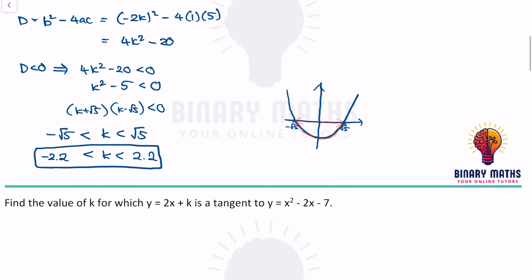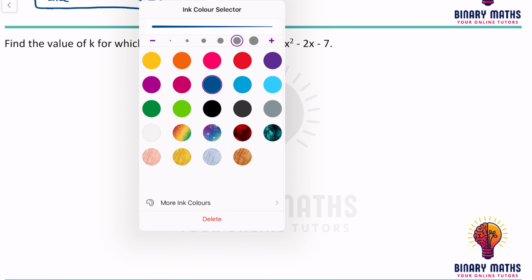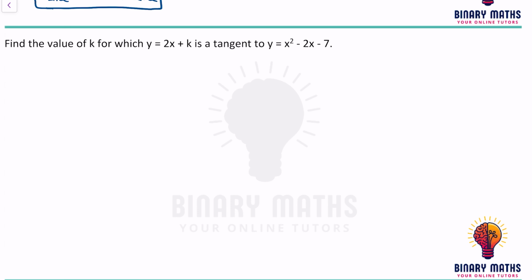Let's look at a second example now. Find the value of k for which y is equal to 2x plus k is a tangent to y equals x squared minus 2x minus 7. Now, when I see the word tangent, it implies one point of intersection.